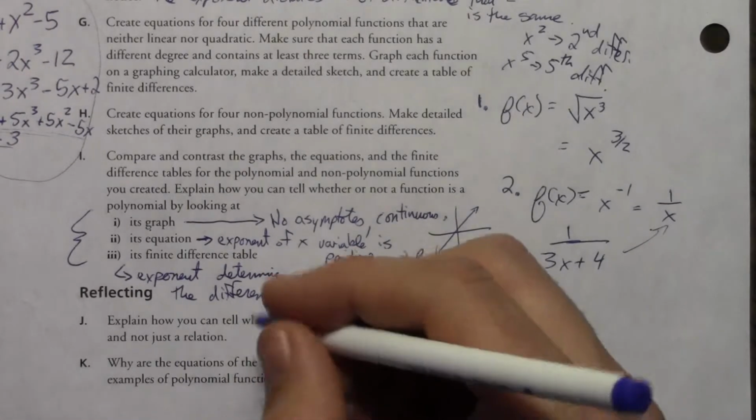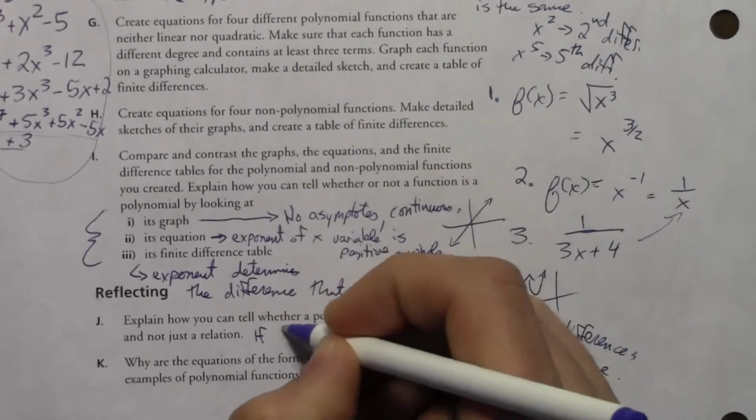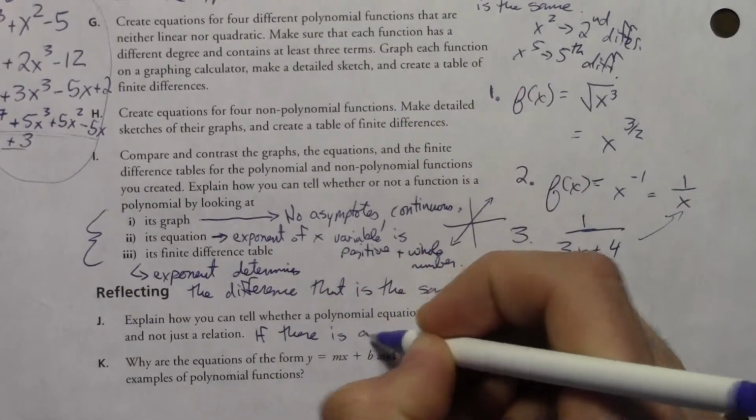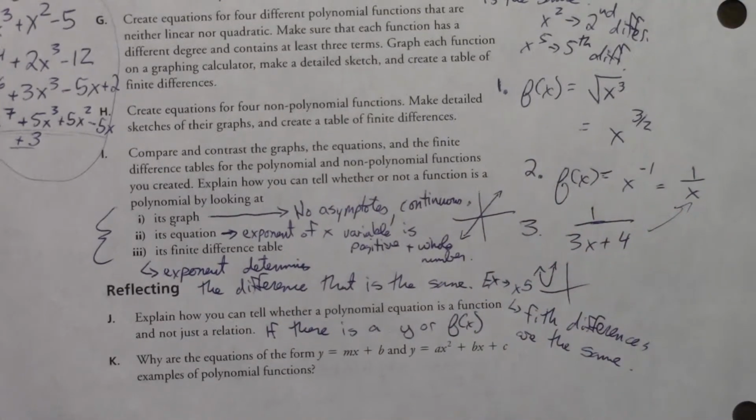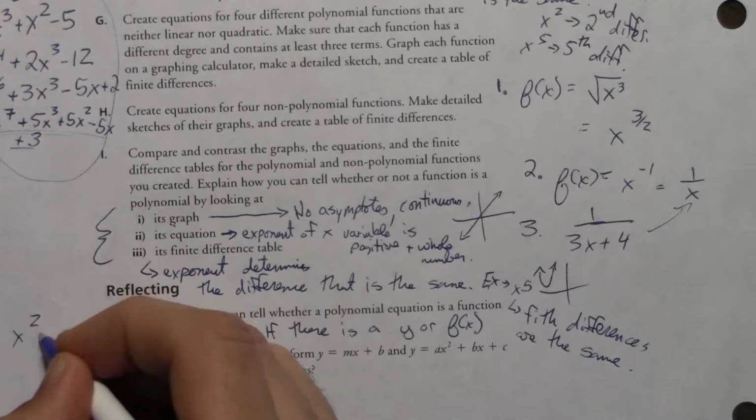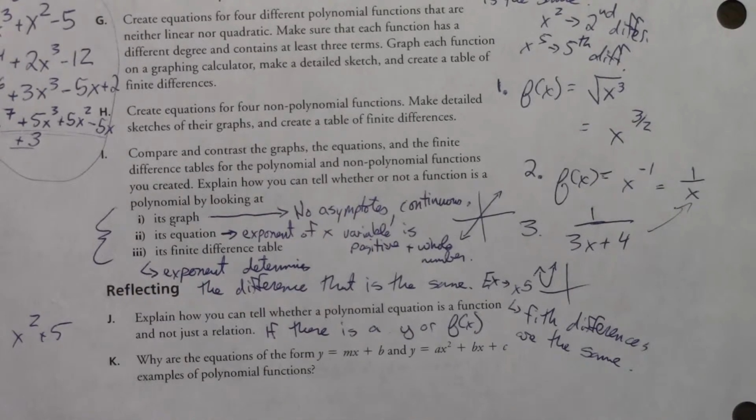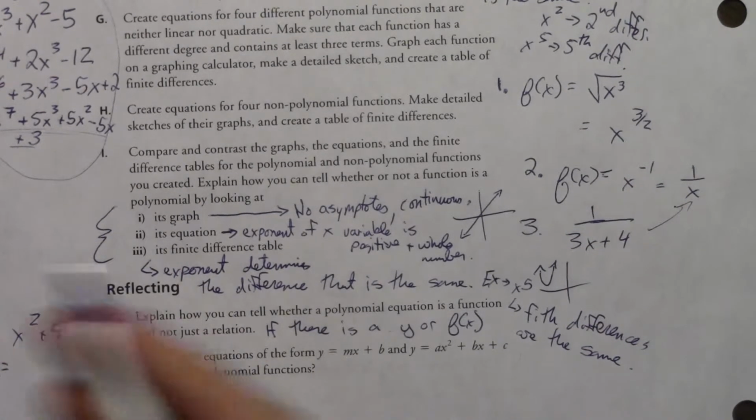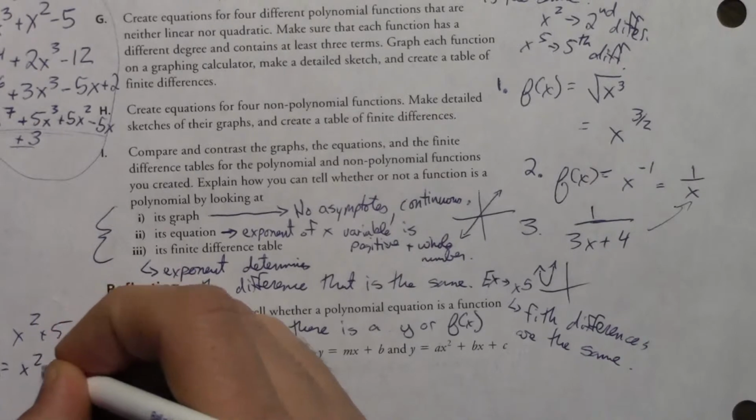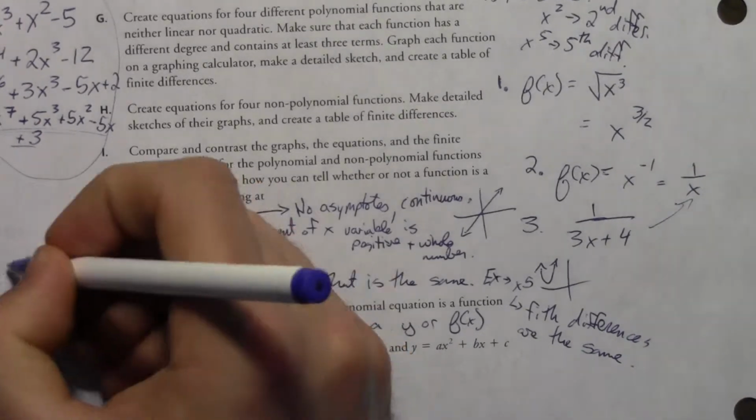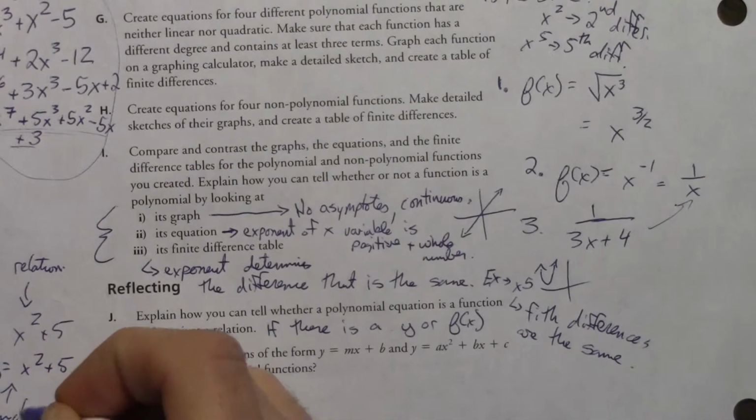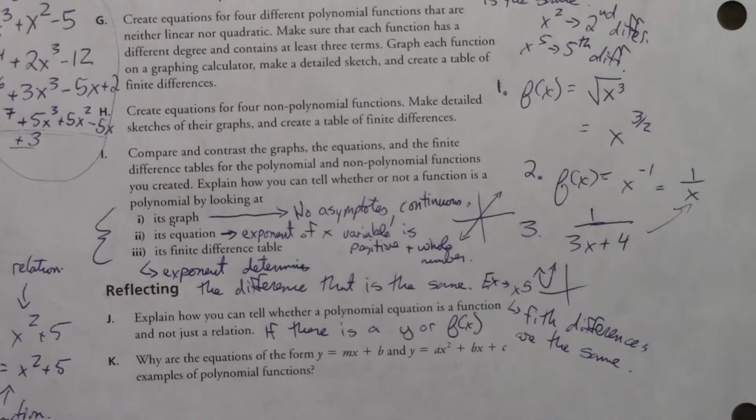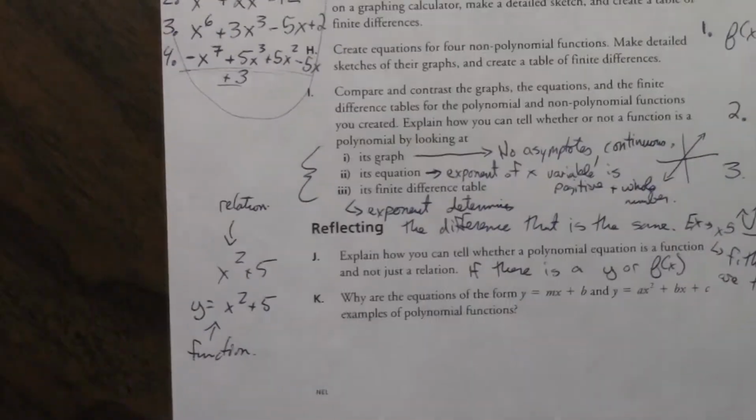This is kind of a weird question. It's only if there's a y or f of x. So if you just see x squared plus 5, it's a relation. It could be considered a polynomial relation. For it to be a function, you have to have a relationship between y and x. So this is a relation and this is a function. Okay?